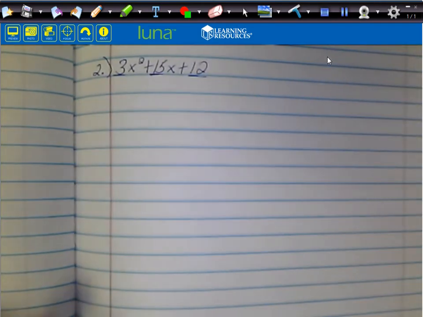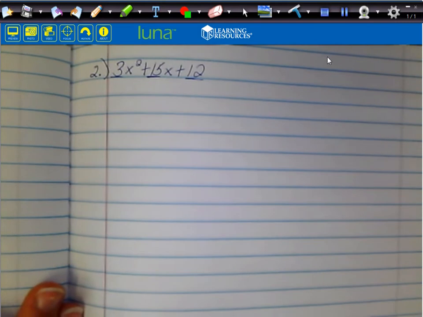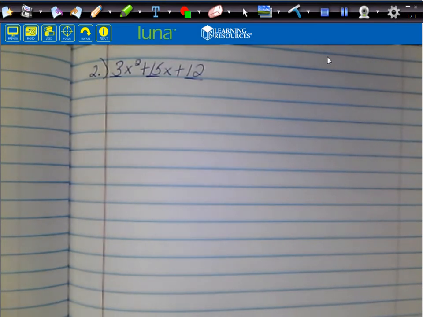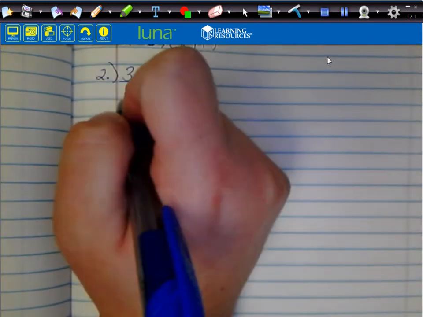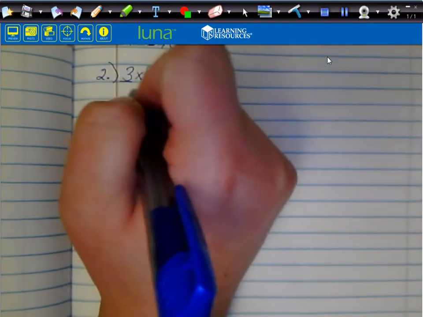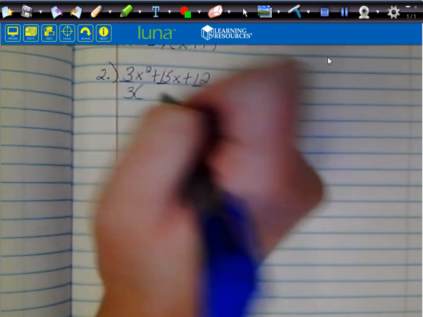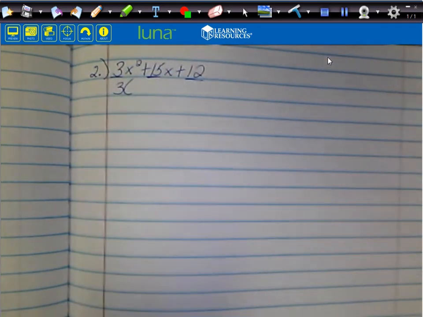So if I look at 3, 15, and 12 on my factor sheet, I figure out that they all have a 3 in common. There's a 3 in all three of those lists. So they have a 3 in common. So I've got to pull that GCF of 3 out before I go into my factor by grouping.